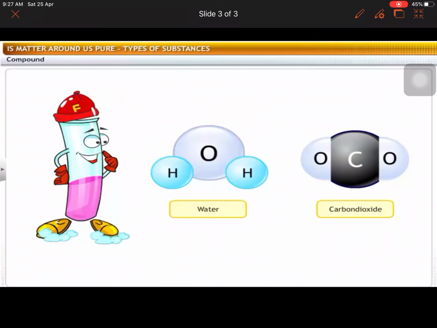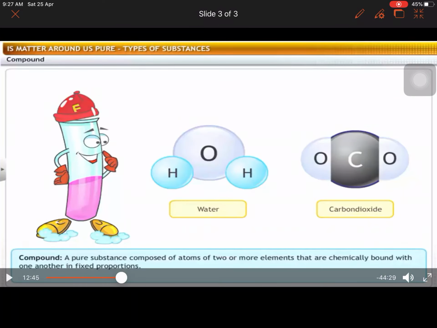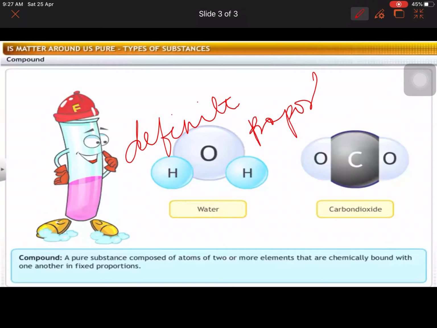No, not quite. A compound is a pure substance that is composed of two or more elements, chemically combined in definite proportion by weight. Note the term definite proportions. In definite proportions, that is meant for purity, right?